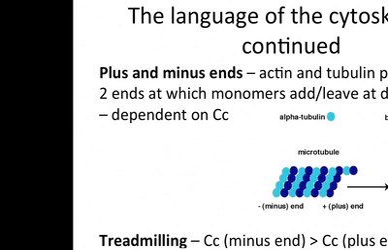Okay, so let's continue with our language of the cytoskeleton. So we've got plus and minus ends. Actin and tubulin polymers have two ends, and so this is really talking about more in the test tube. Once we're in the cell, things are regulated, so things are going to be a little bit different, but generally you can think of actin and tubulin polymers as having two ends at which monomers add and leave at different rates. And that's dependent on the critical concentration. The plus end is going to be where you're having rapid addition, and your minus end is going to be where you're having rapid leaving.